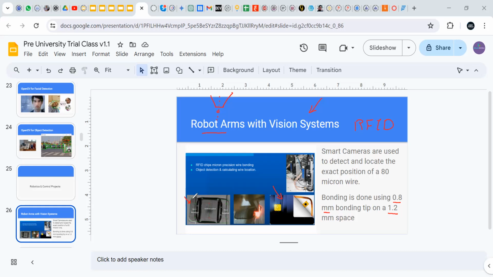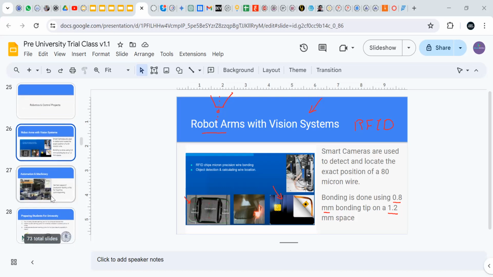So if the wire is moved to the right or the left, it initiates or gives instruction to the robot arm to shift its going down position, or the bonding position, to the right or to the left based on the movement of the wire. So that is kind of a smart system. Okay, so now let us move to something here.